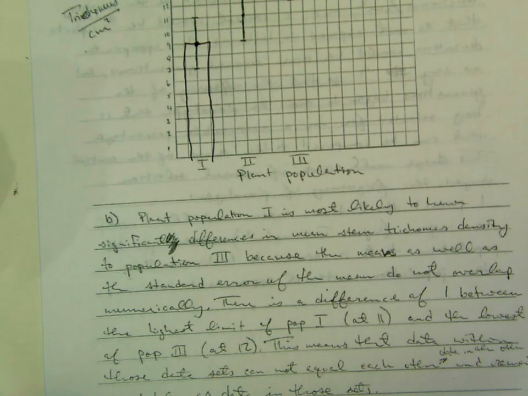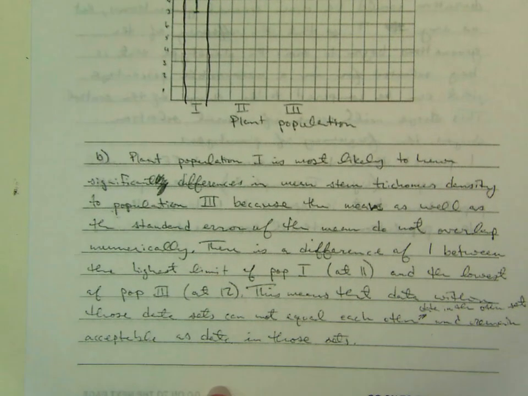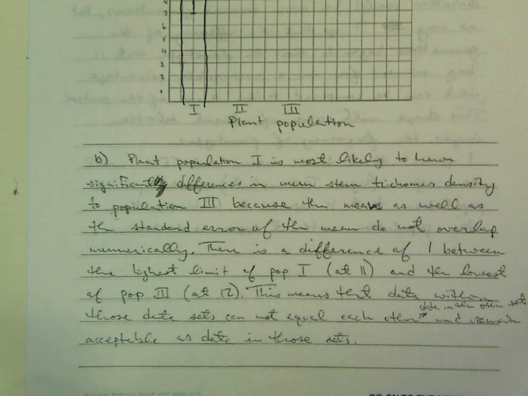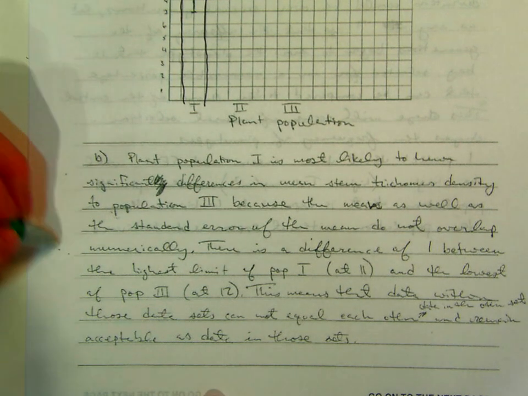Now let's take a look at part B. I hope you can read that okay. This one is a little faint. Plant population 1 is most likely to have significant differences in mean stem trichome density to population 3 because the means as well as the standard error of the means do not overlap numerically. Okay, so that's where they got their 2 points there.